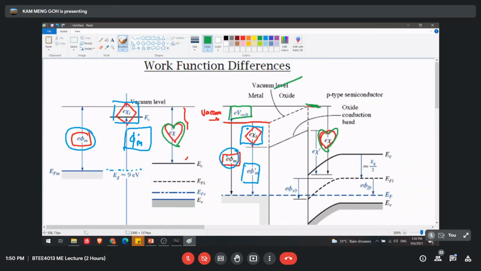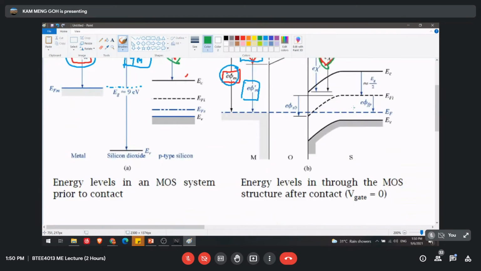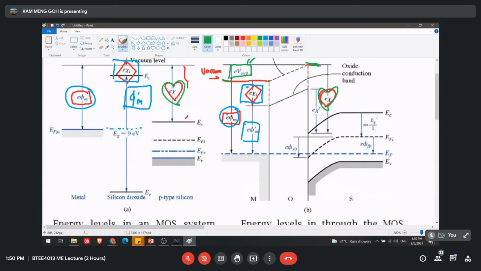So this one, EVOSO. This gap is the vacuum level gap before and after the joining. And then this one, EC and the EFI is about EG divided by 2, roughly. For the Fermi energy level, it will maintain at the same level as the conduction band energy.